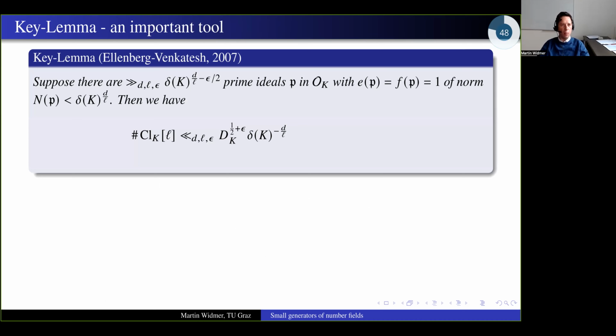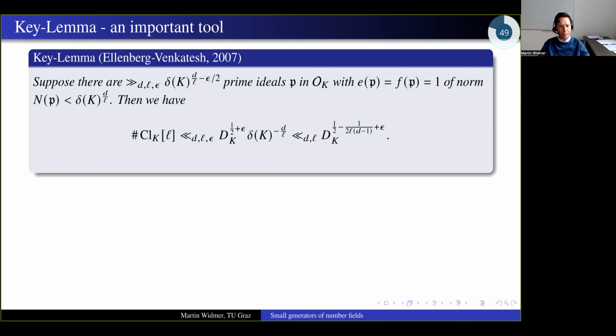Okay, so what's the connection to the delta invariant or to small generators? This comes from a lemma of Ellenberg and Venkatesh from 2007 that I've already mentioned on the previous slide. And very roughly, it tells us that if there are many prime ideals that are unramified and of degree 1 of small norm, then we can improve the trivial bound by a negative power of the delta invariant. So more precisely, if you have d to the d over l minus, say, epsilon half prime ideals of norm at most d to the d over l, then you can improve by delta to the minus d over l.